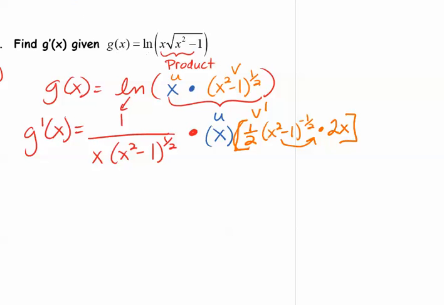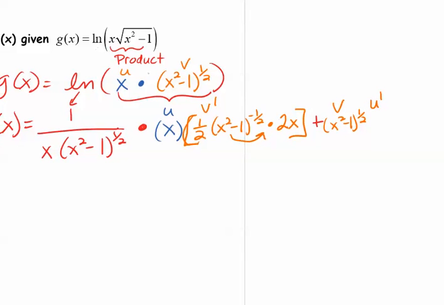And then to finish our product rule, we're going to do the v term, so leave it alone, x squared minus 1 to the 1/2, times u prime. So let me scroll a little bit here. We need quite a bit of space. The derivative of u is just 1. No chain rule required on that. All right, so it looks like we've got quite a mess here to clean up.